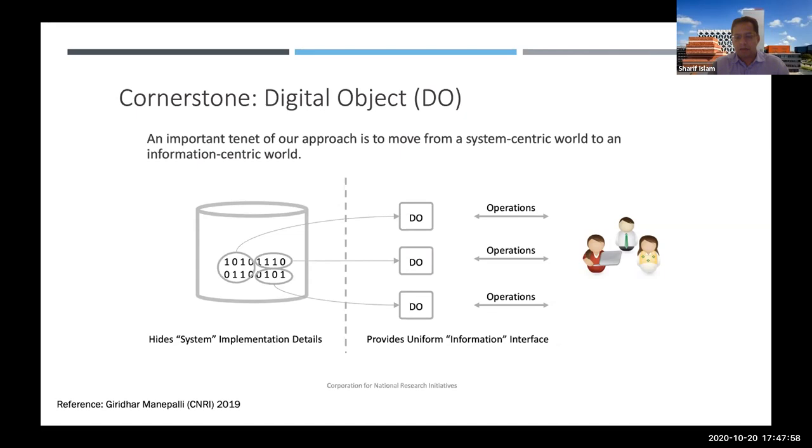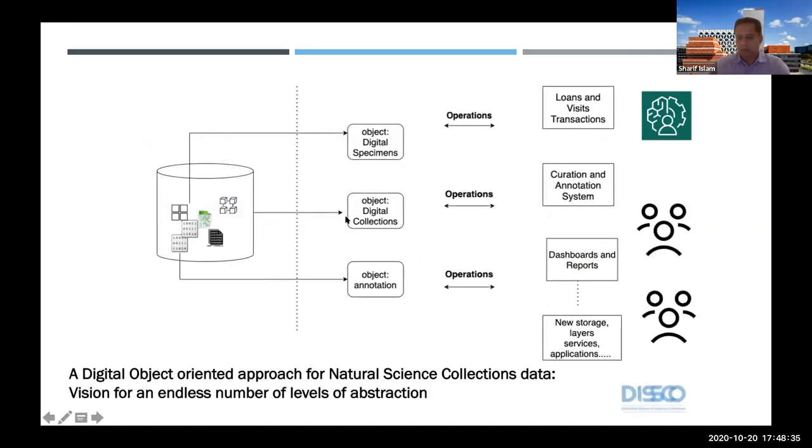So this idea of digital object gives us a framework where we can move information easily and create different ways of providing new capabilities and new services. We hide the system implementation details. Of course, it's not that they're not important; implementation is very important, but we provide a uniform interface where different operations and different user bases can come in. This idea of digital object is not a new concept. I'll talk about the history in a moment, but first, how do we take this to our domain of collections and specimen data?